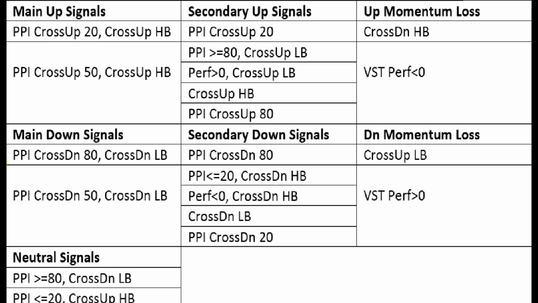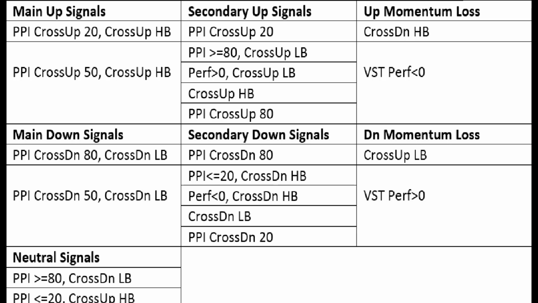A main down signal is produced when the price position indicator crosses below 80 and the asset's price crosses below the lower line of the high-low band. This is an indication that a mature uptrend is ending and a new downtrend is beginning. The second main up signal is produced when the price position indicator crosses above 50 and the asset's price crosses above the higher line of the high-low band. This is an indication of an uptrend expanding. The second main down signal is produced when the price position indicator crosses below 50 and the asset's price crosses below the lower line of the high-low band. This is an indication of a downtrend expanding.